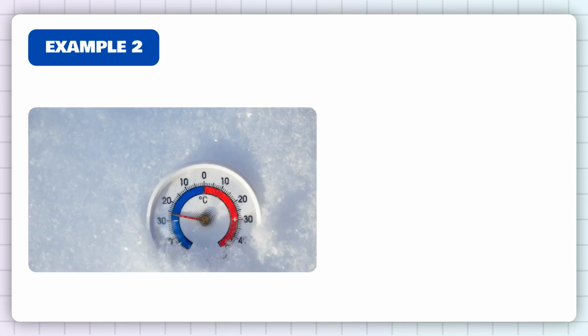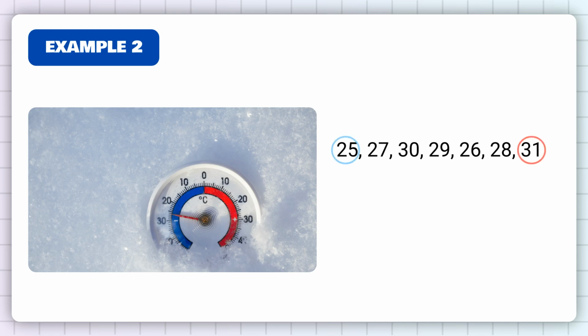Let's look at another example with a set of temperatures recorded over a week: 25, 27, 30, 29, 26, 28, and 31. As before, identify the highest and lowest values. This time, the highest value is 31 and the lowest value is 25. Now let's calculate the range. 31 minus 25 equals 6. Therefore, the range of temperatures for the week is 6 degrees, indicating the spread of temperature readings.